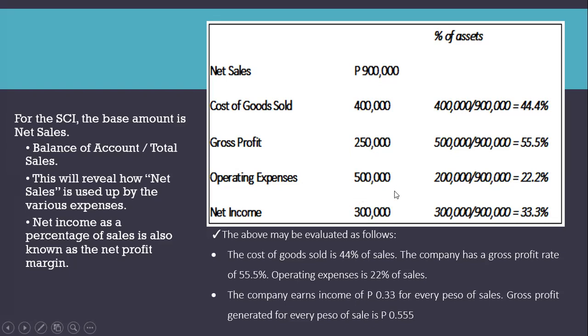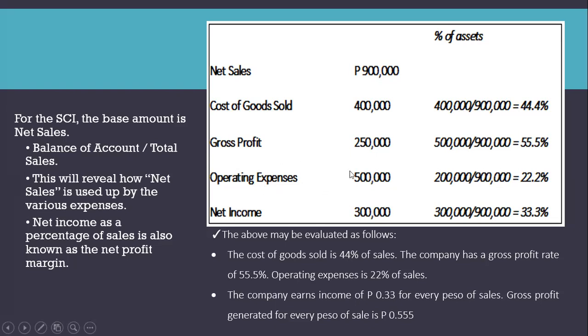And operating expenses na 500,000 divide, may typographical. So, check natin, 500,000. Wait lang po, para makita natin talaga siya. Kung 500,000 ba talaga, divide 900,000 is equals to, okay. So, 200,000 divide 900,000 is equals to 22.2%. So, ito po ay nagkaroon lang ng typo.